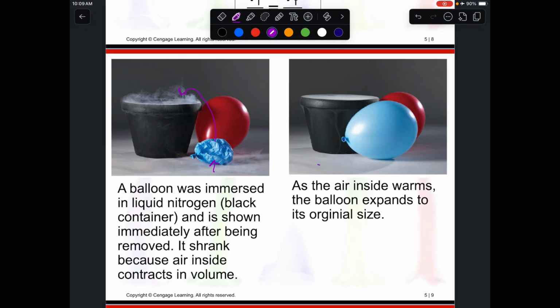If you go ahead and keep it out of this liquid nitrogen in room temperature, it actually would reinflate to what it originally was. So you're not causing any harm to the balloon, but that difference in temperature has a direct relationship to the volume.